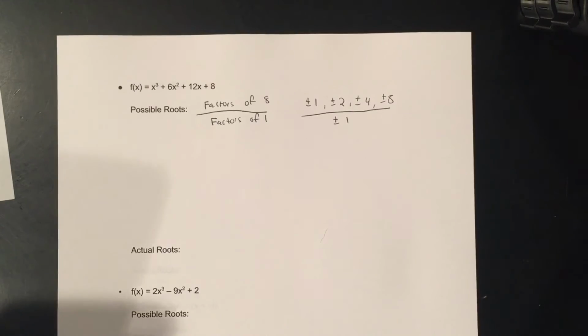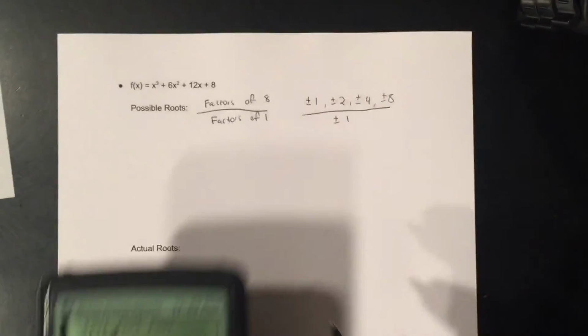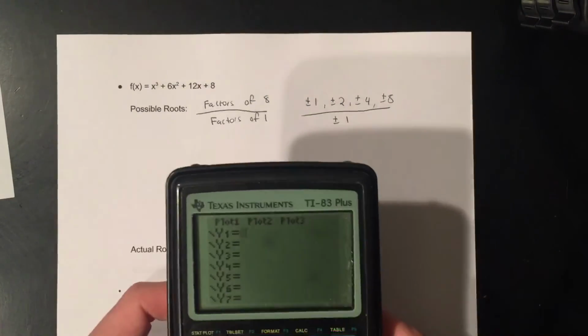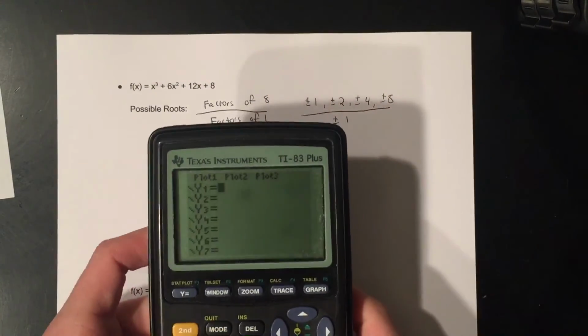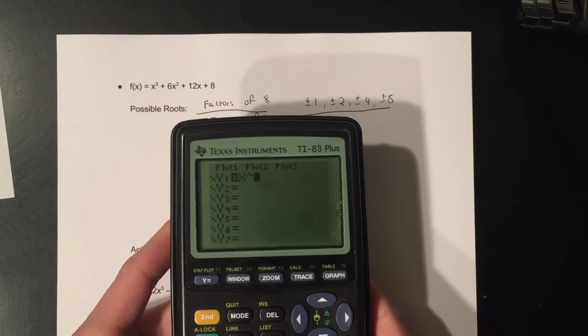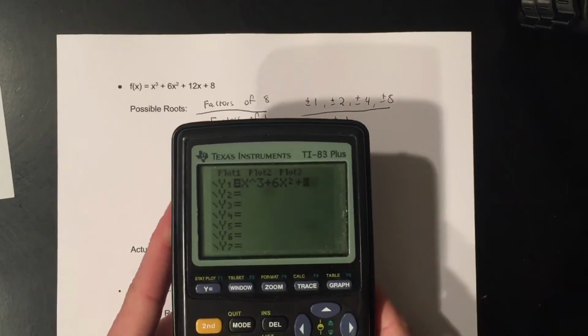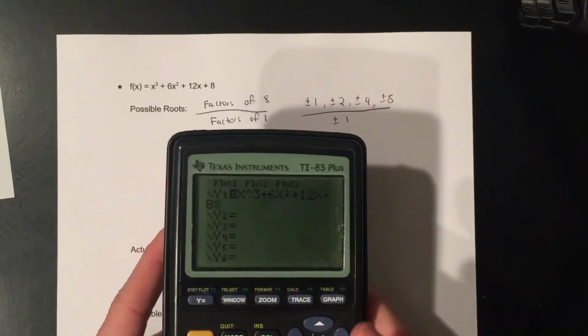Now, what I have to do is graph this. So this is where it's good to know our possible roots, but really our graph is going to be the key here because it's going to tell us the actual root. X to the third plus 6x squared plus 12x plus 8. Hit graph.